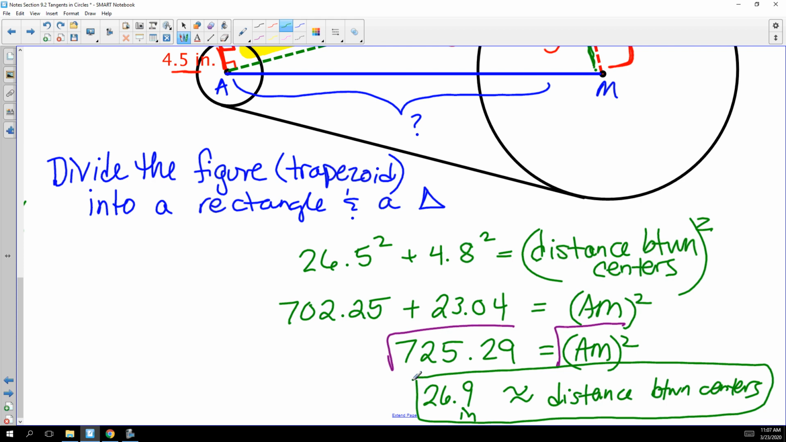And that's the most challenging problem. You may need to check that a couple of times to kind of understand what's going on, but you have to divide the trapezoid into a rectangle and a triangle so that you can figure out the distance between the centers. And that's it. That's the end of section 9.2.